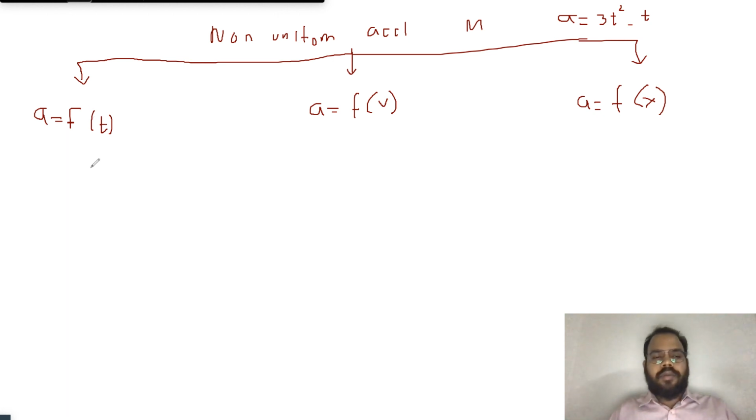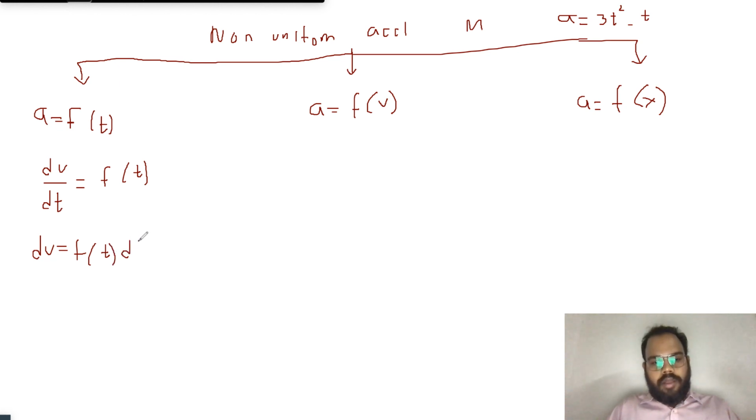If they have given you this, what we'll do is write acceleration as dv by dt, and it will equate to a function of time. Since dt is here and a function of t is there, I'll take dt to this side. So I'll write dv is equal to f of t dt, and I can integrate f of t as it is a function of time and dt is also present here. So I'll integrate both sides and I will get my answer. In this case, I can integrate 3t minus t, that will be 3t square by 3 minus t square by 2. It will give you the answer.